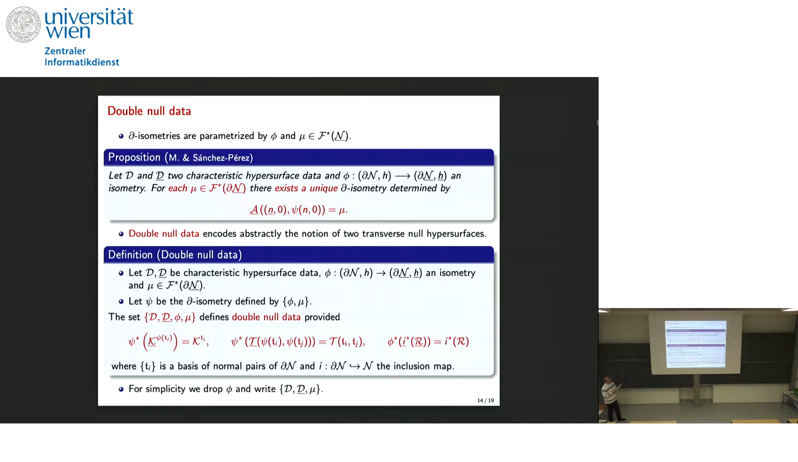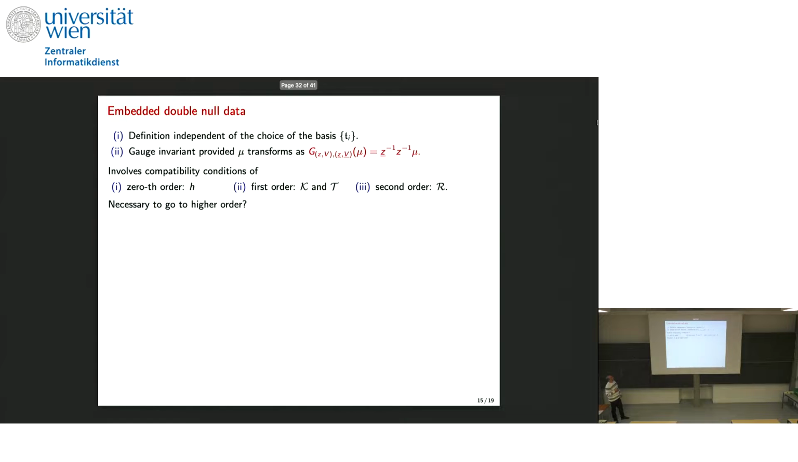There is a third condition that you need to impose, and this is that the constraint tensor is also the same viewed from one side and from the other side. Of course, this has to be, because this R tensor is the Ricci tensor when you are embedded. It has to be the same in the end, so better ask for it to be. Okay, now when this happens, we will say that this defines double null data.